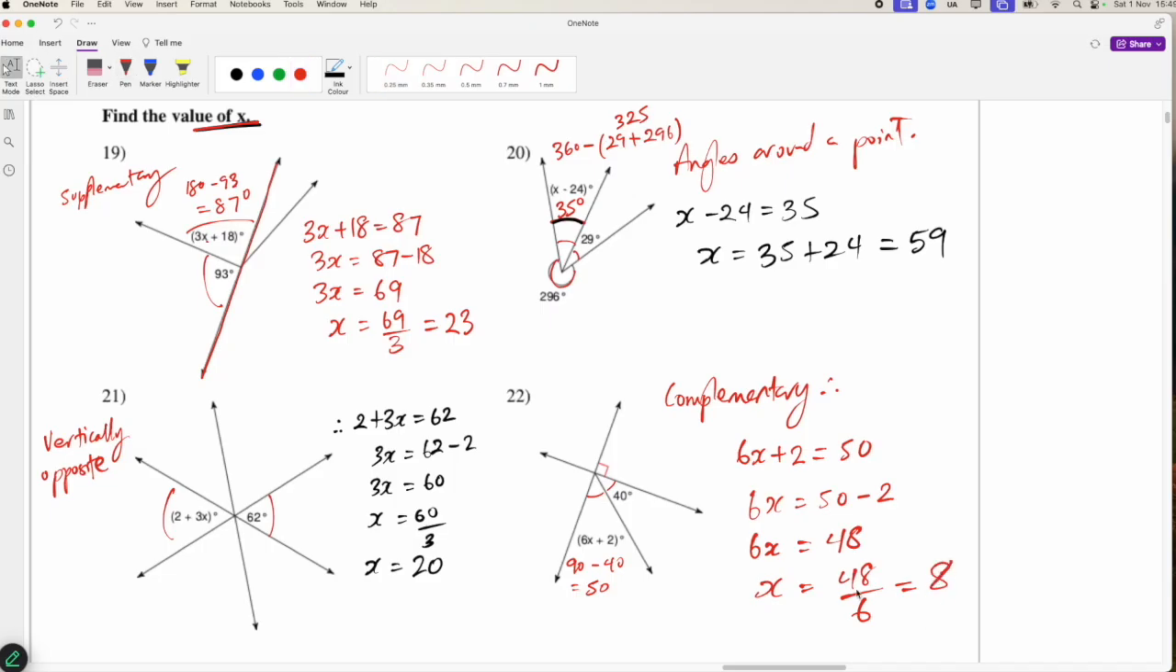So these questions are so important because, number one, you're practicing and getting to know all of your rules: supplementary, vertically opposite, complementary, angles around a point. Trust me, the reason I'm drilling this into your head right now is that these are not all the rules. There are more rules we're going to have to learn today, tomorrow and the next day.